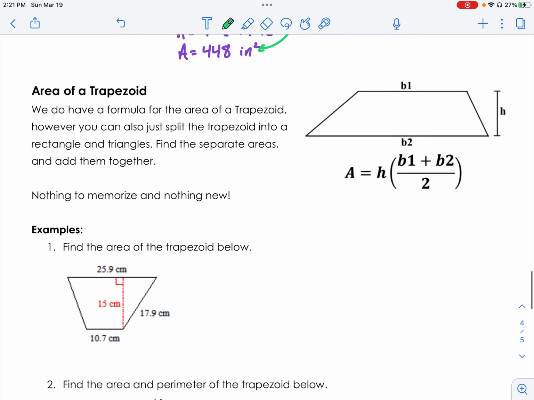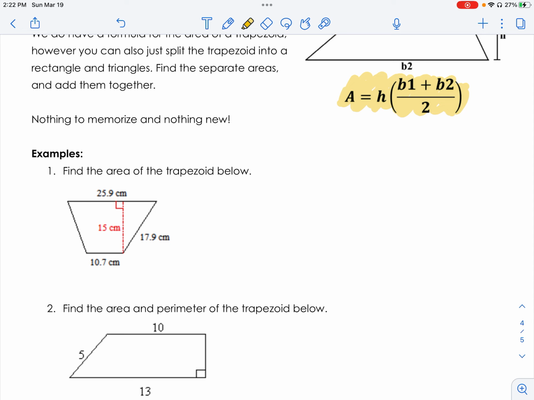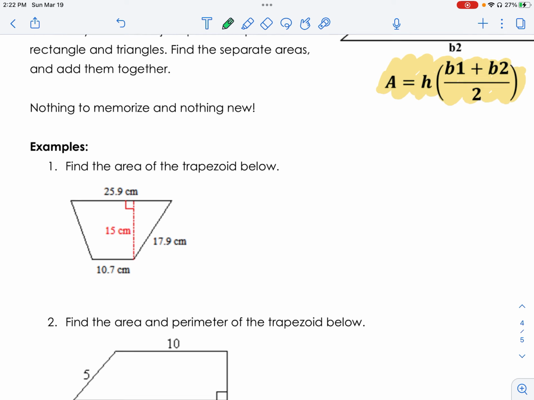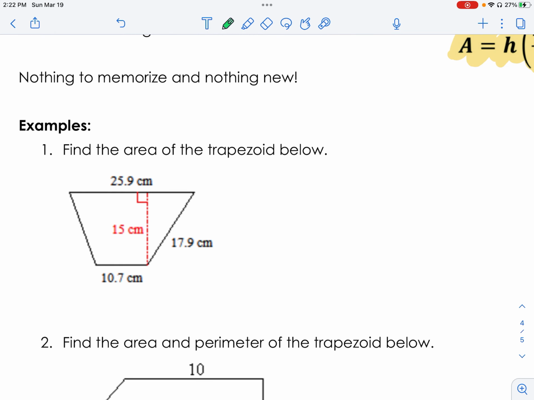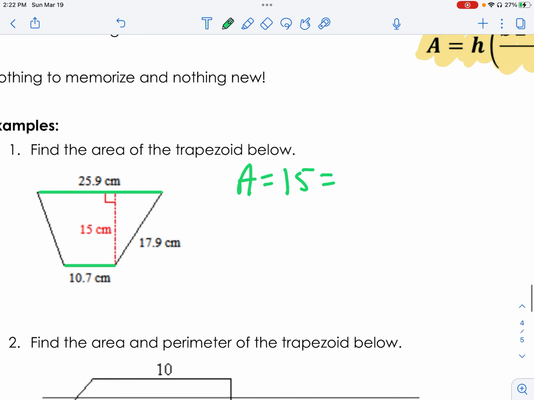So the official area is height, and then in parentheses, base 1 plus base 2 divided by 2. So let's go ahead and jump right into an example here. We're given the height. Again, it is dotted in red here. So my height is 15. My B1 and my B2, these are the parallel sides. I've just highlighted in green.